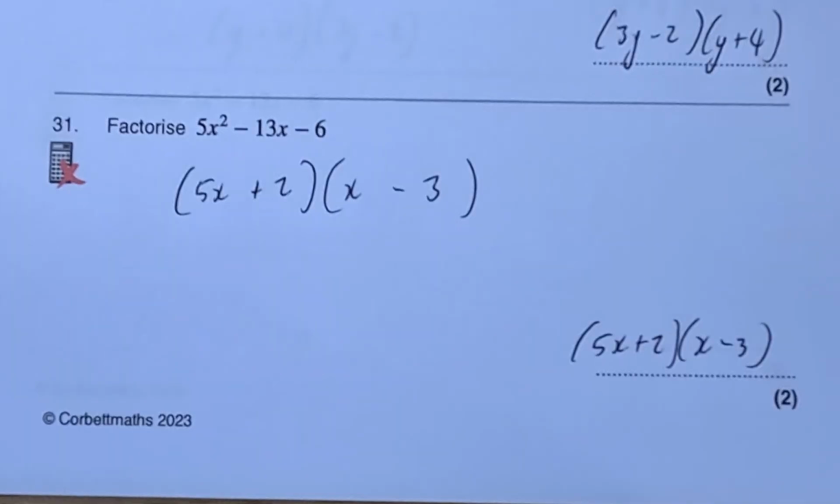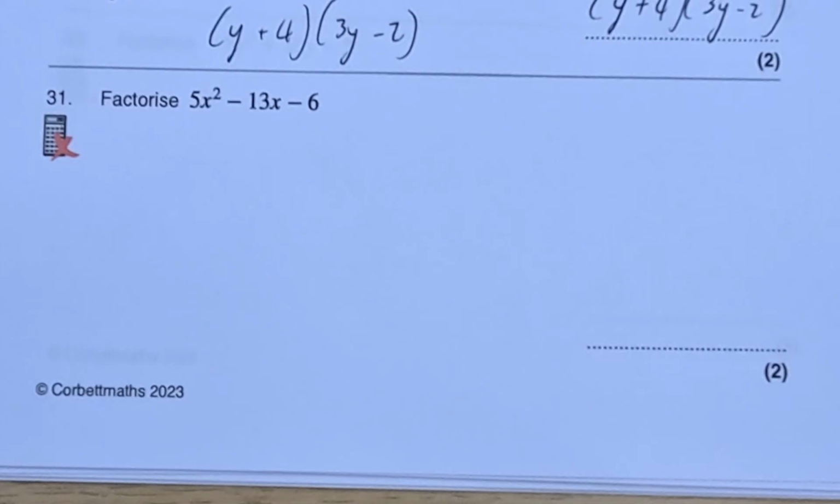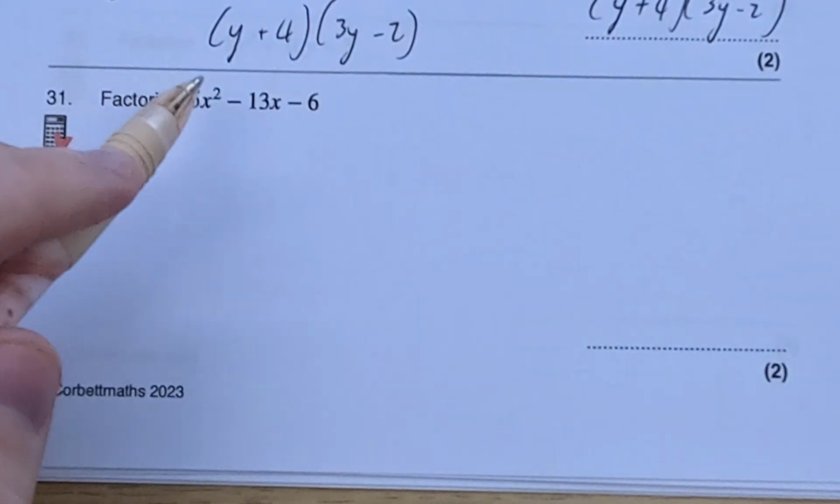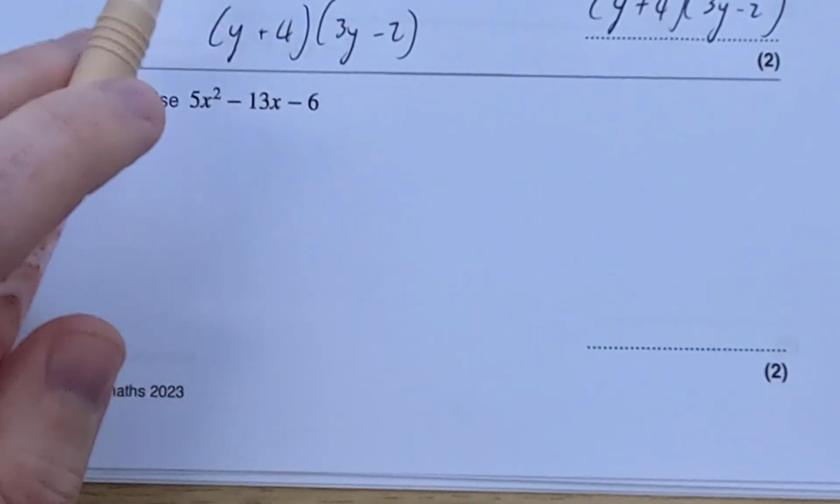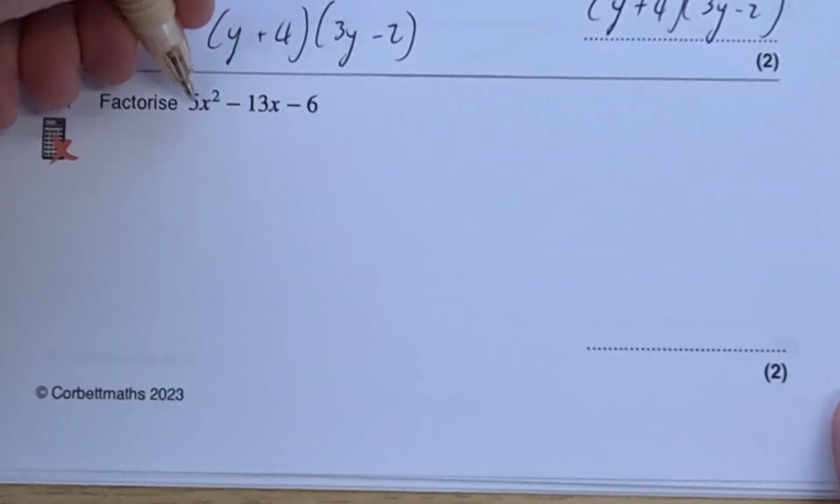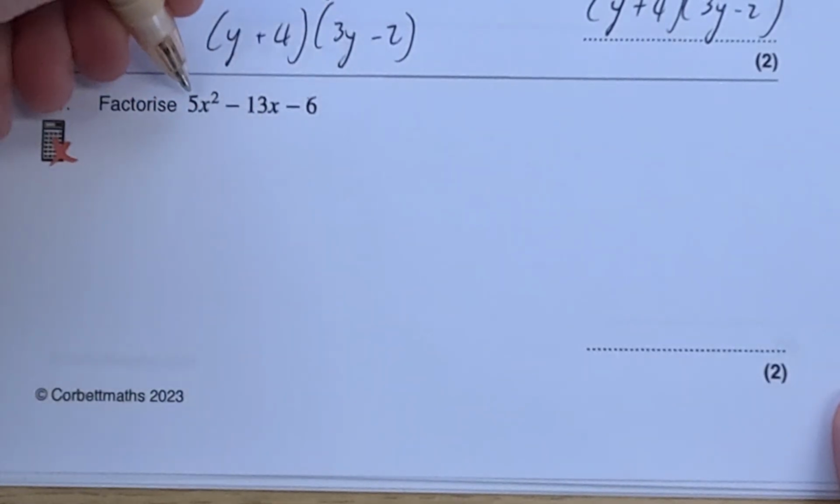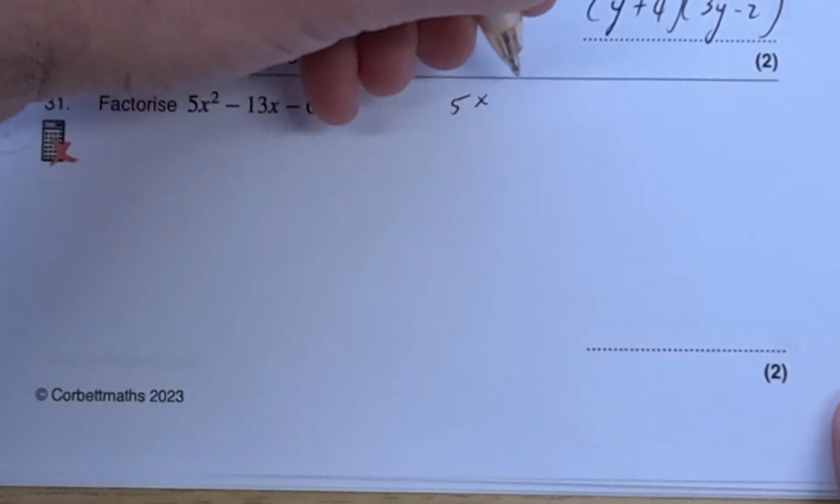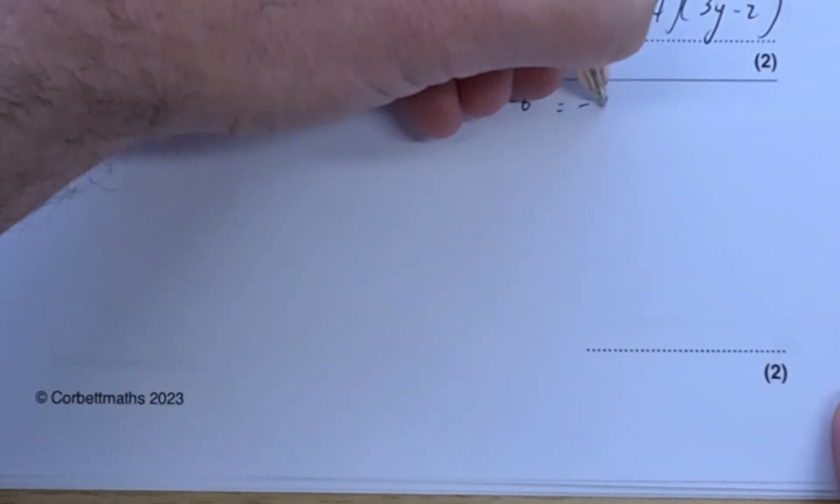And that's it. Okay, let's look at that same question, but using split in the middle. So if we had 5x squared minus 13x minus 6, what we're going to do is we're going to times together the a and the c. So we're going to do 5 times minus 6, and that's equal to minus 30.